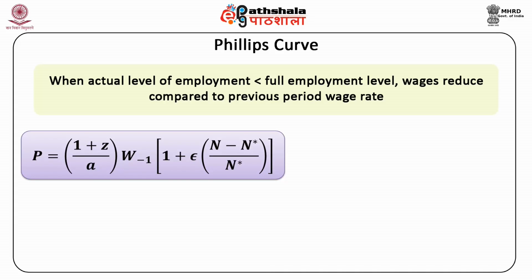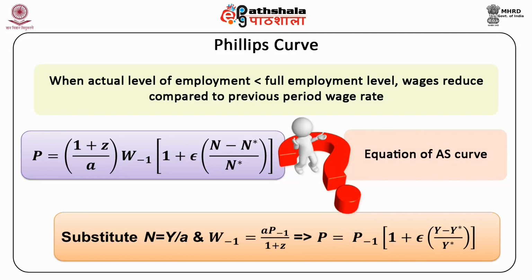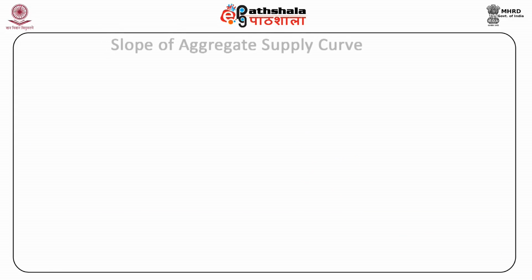Solving the previous equations, we get P = (1 + Z)/A x W-1 x (1 + epsilon x (N - N star)/N star). Substitute N = Y/A and W-1 = A x P-1/(1 + Z), and get P = P-1 x (1 + epsilon x (Y - Y star)/Y star). This is the equation of the AS curve. Now we will discuss the slope of the aggregate supply curve.